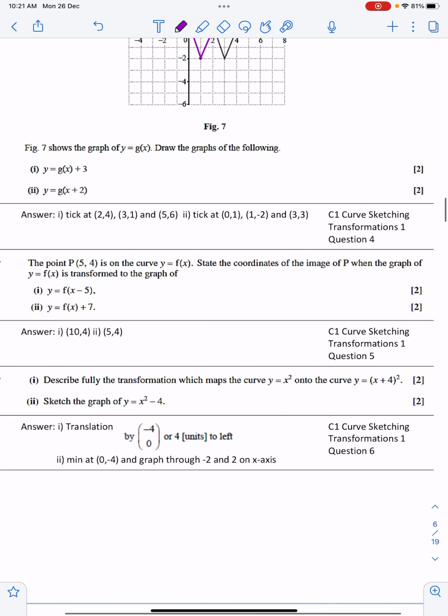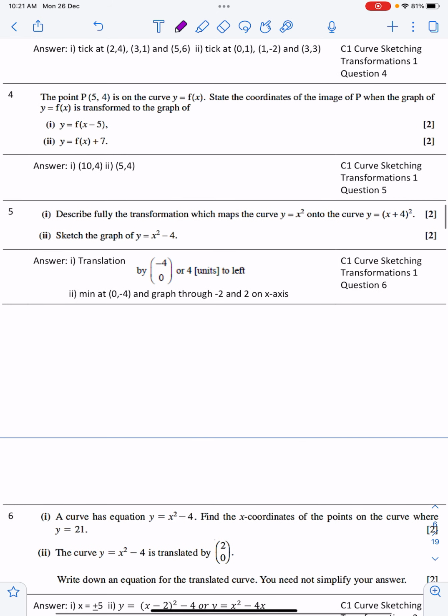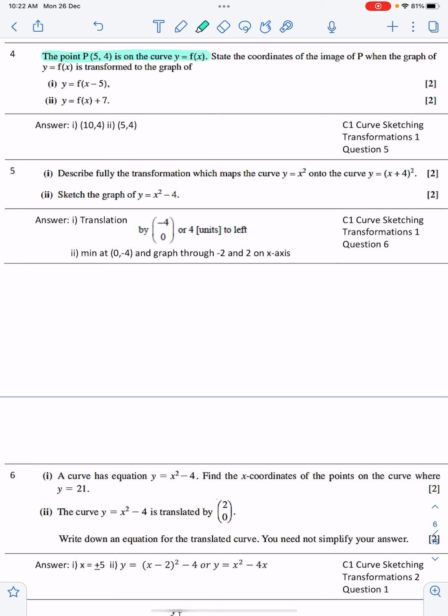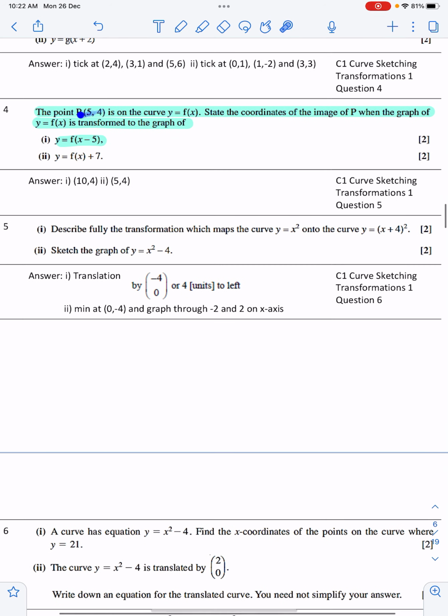Okay. Then question number 4. It says the point 5 comma 4 is on the curve y equals f of x. State the coordinates of the image of P when the graph of y equals f of x is transformed to the graph of y equals f of x minus 5. That means negative 5, meaning the whole graph is going to shift 5 units onto the right. So this point which is 5 comma 4, you have to shift it 5 units onto the right, it will become 10 comma 4.